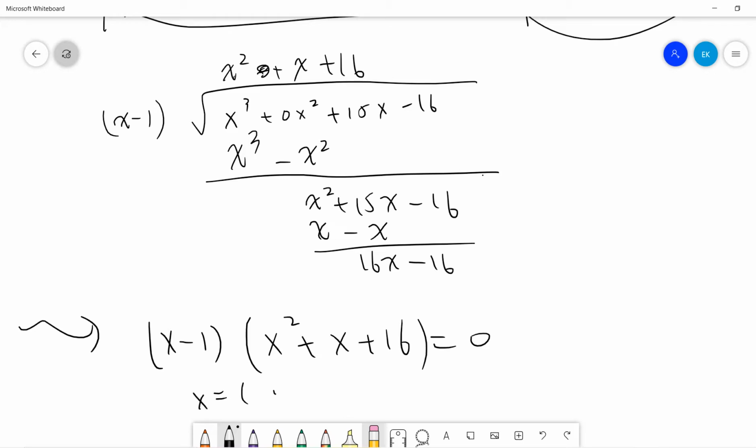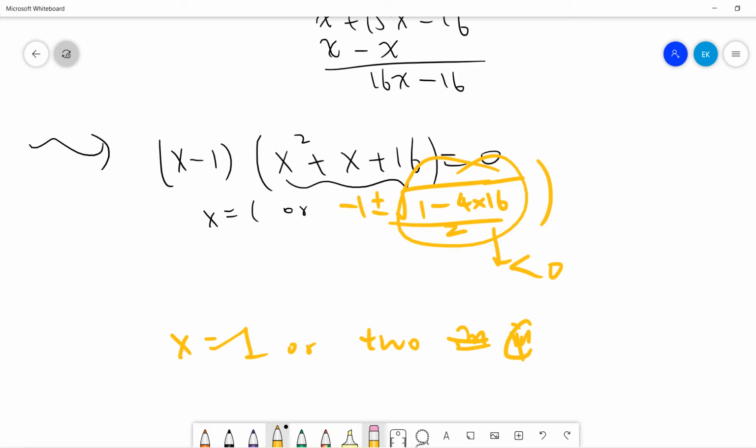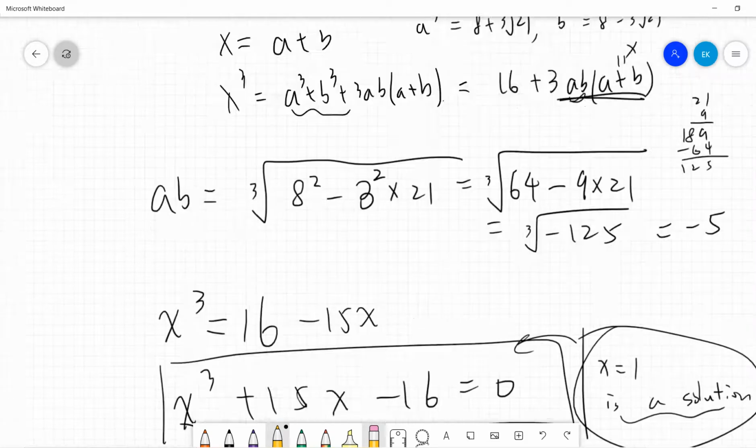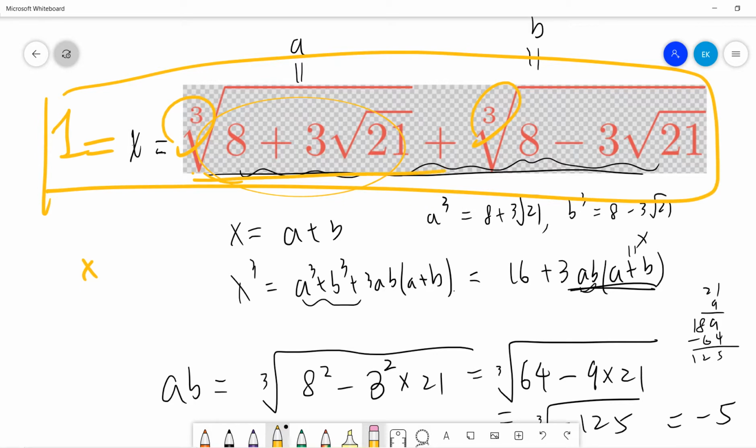So x equals 1, or this is quadratic, right? You can use the formula: minus 1 plus or minus the square root of 1 minus 4 times 16, divided by 2. Notice that this is negative, so x can be 1 or two complex numbers, which are not real. But by definition, your x should be real, because you take the cube roots and they are real, so the answer is real. So x must be 1. Actually this expression gives you 1. So this is the answer.